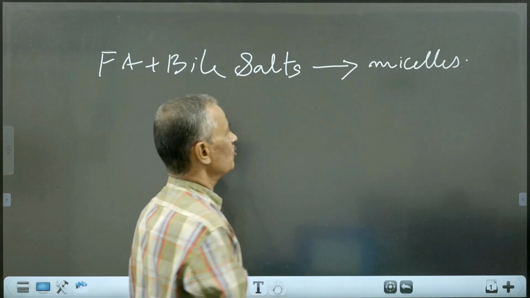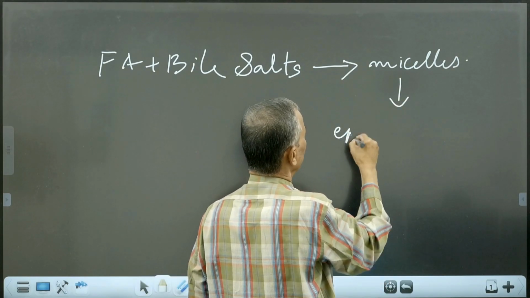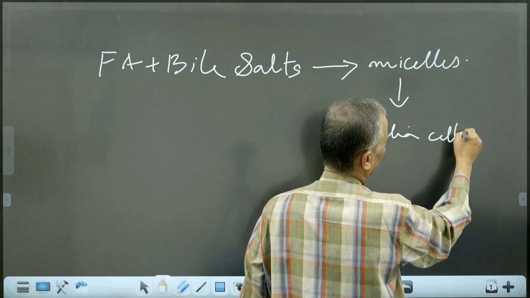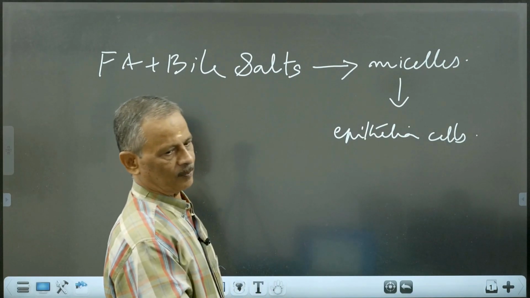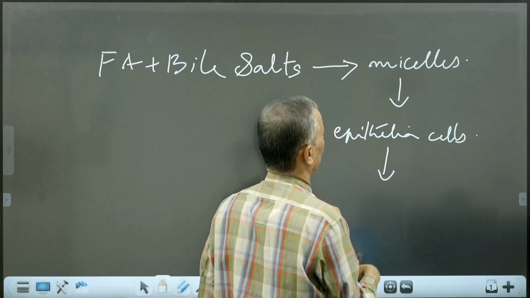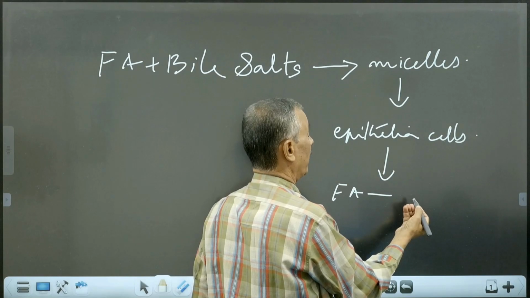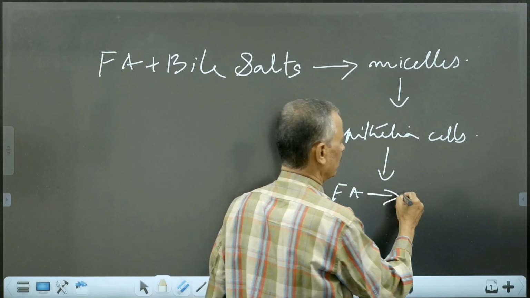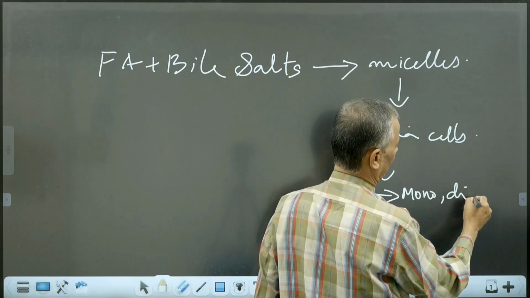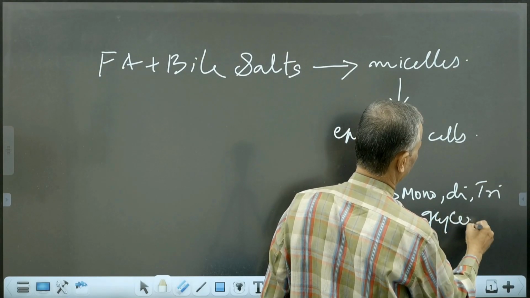These micelles are first absorbed into the epithelial cells of the intestinal mucosa, and within the epithelium, enzymatically the fatty acids are again made into complex molecules like monoglyceride, diglyceride, and finally triglycerides.